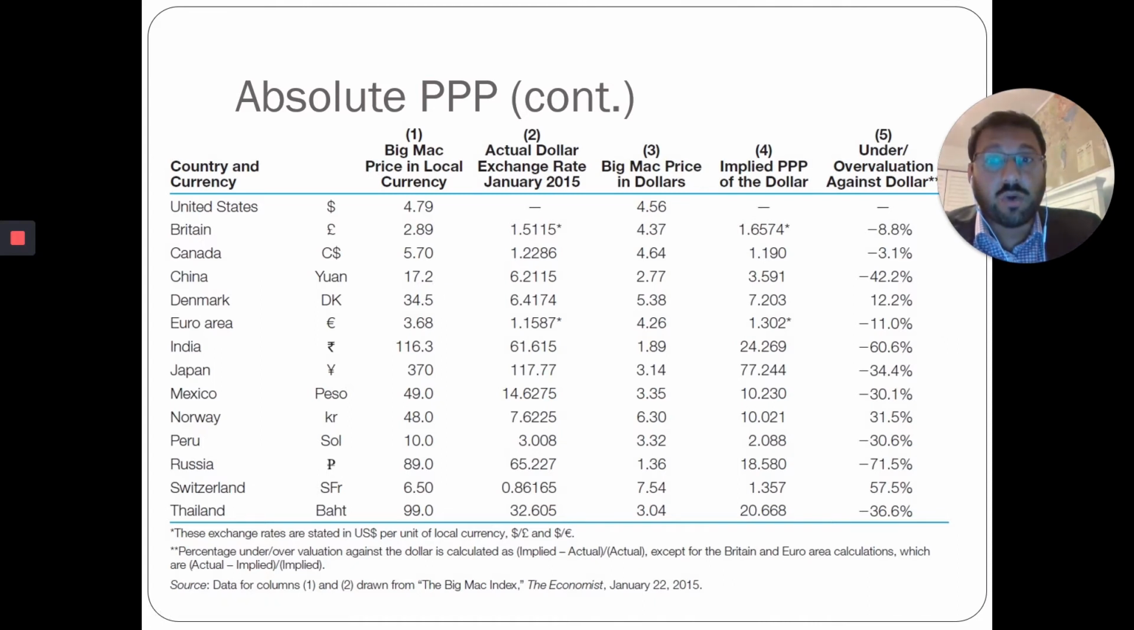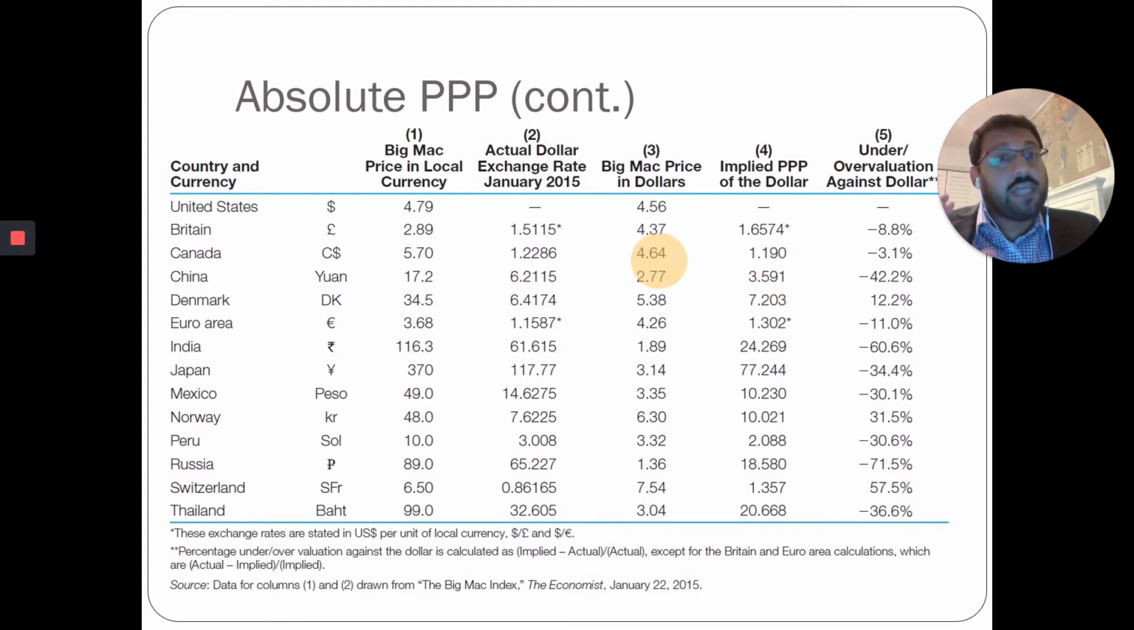So ideally, according to the absolute purchasing power parity, what should be the exchange rate? You simply divide 17.2, which is the price of the Big Mac in China, by 4.79. If I do it, I'll get the implied purchasing power parity exchange rate, this one, in the fourth column, which should be 3.591, right? So this should be the exchange rate if the absolute purchasing power parity holds, right?